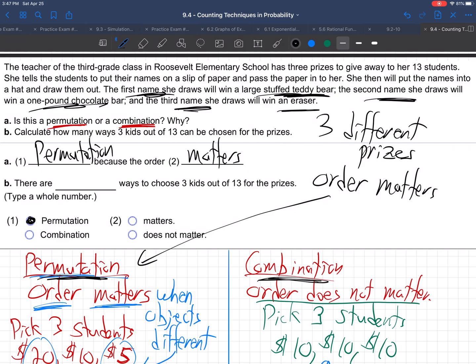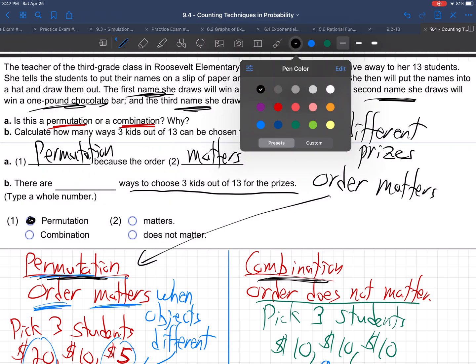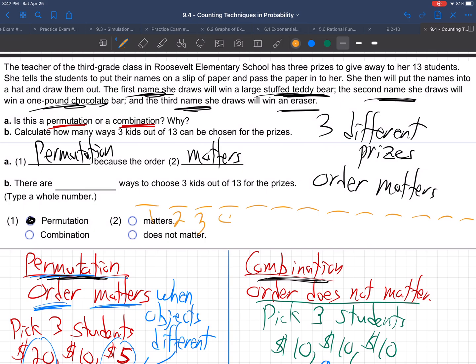Now, how many ways are there to choose 3 kids out of 13 for the prizes? Here's where I'm just going to do it with the new way I taught you, which I think is much better. I'm not even going to think about all their crazy stuff. We have 13 kids in the class: 1, 2, 3, 4, 5, 6, 7, 8, 9, 10, 11, 12, 13.